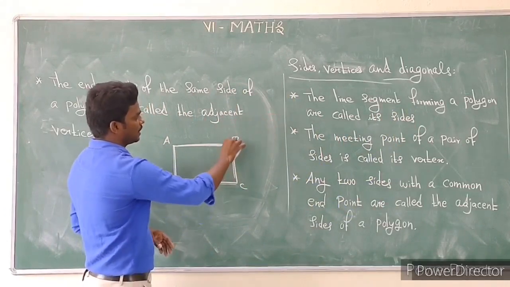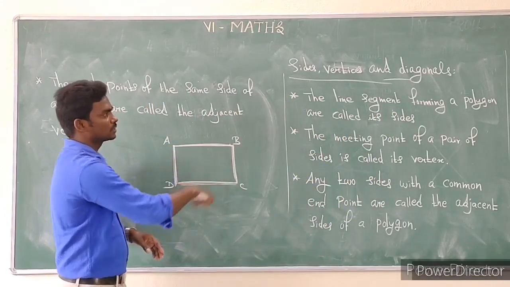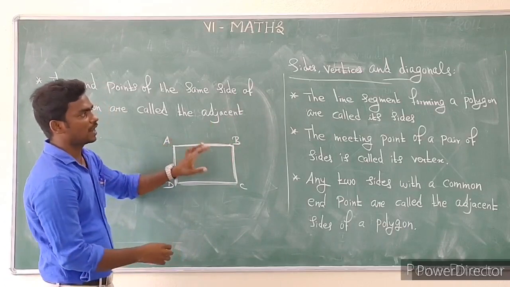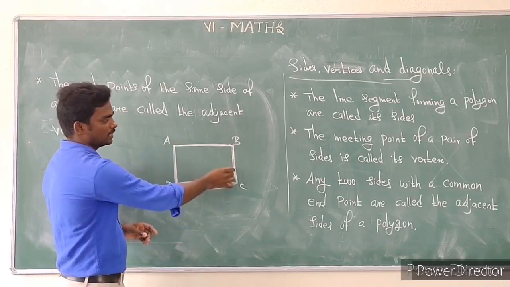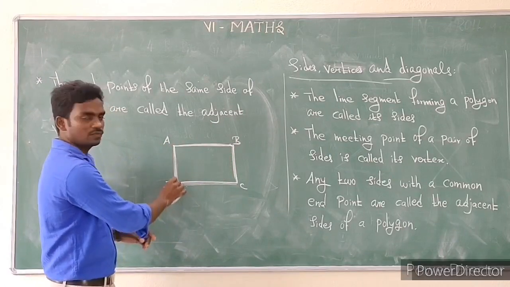The line segments forming a polygon. What is a polygon? It's a simple closed figure. The line segments forming a polygon are called its sides. So what are the sides here? AB is one side, and BC, CD, and DA are the other sides, four sides in all.